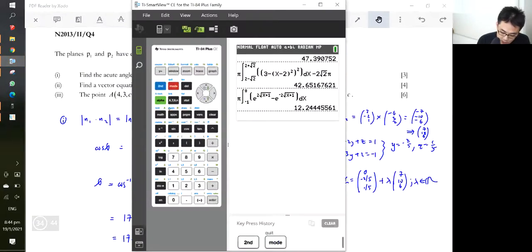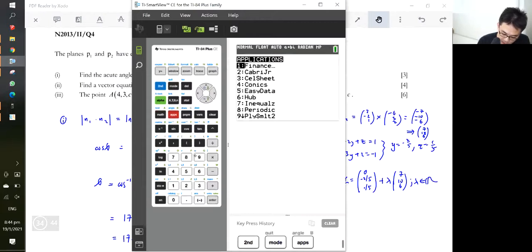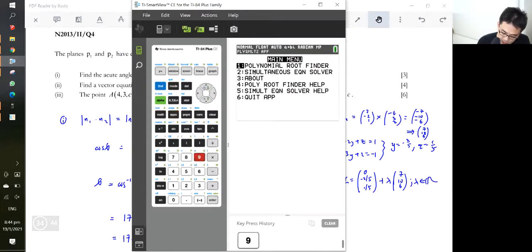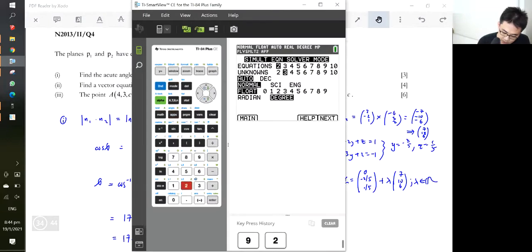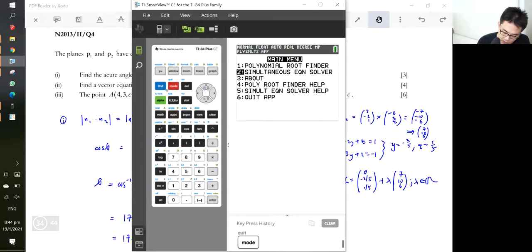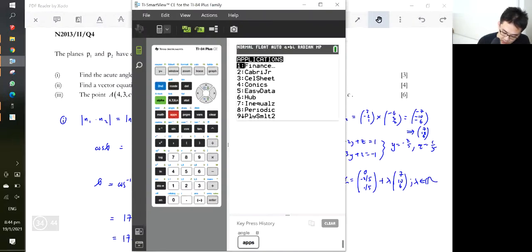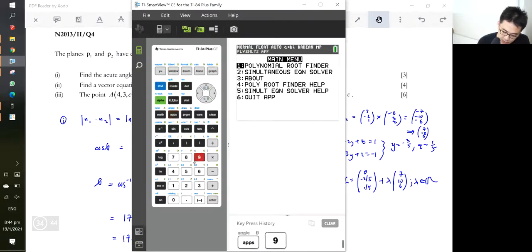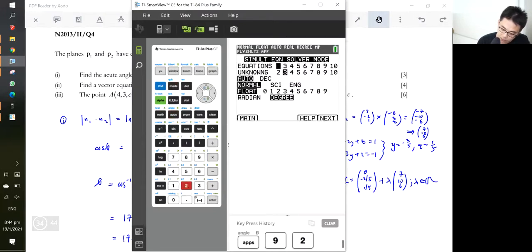So you just go to apps, you go to polynomial simultaneous equation, simultaneous equation solver, which is number 2. Equations is 2, 3 is unknown. I repeat, go to apps, go to polynomial simultaneous equation, go to simultaneous equation solver, which is number 2. Equations, you have 2 equations, 3 unknowns. Okay? Solve it.